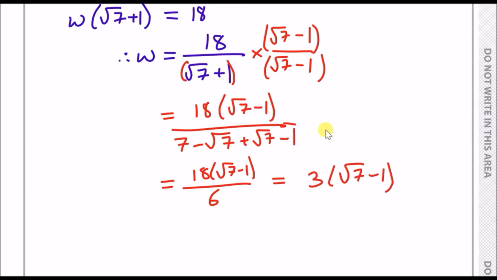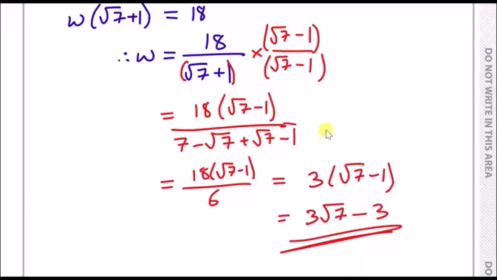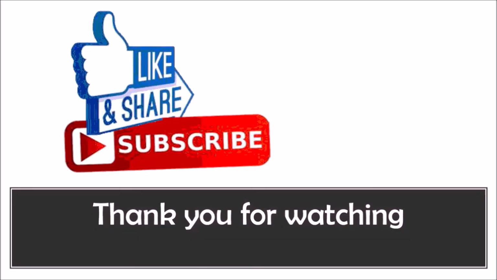And now guys, I recommend you expand it. So now you're going to get 3 root 7 take away 3. And yeah, we're done. And we've got the form they want. You've got a constant, a number, square root of a number, and another number. And yeah, that's it.